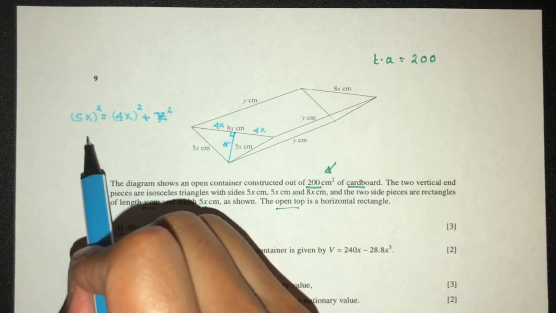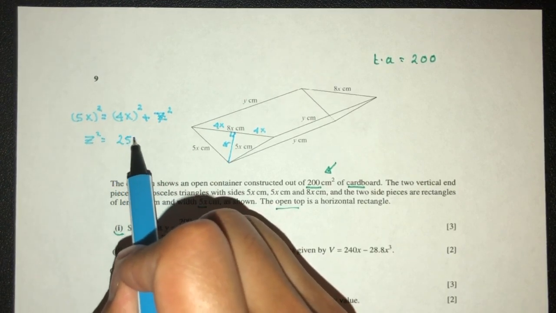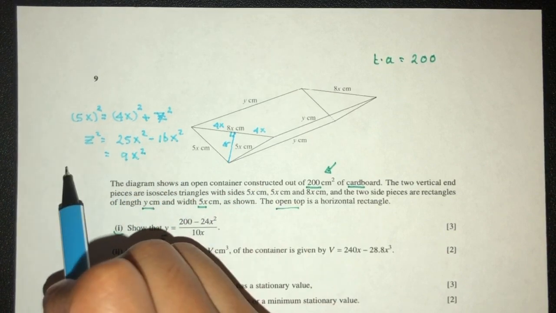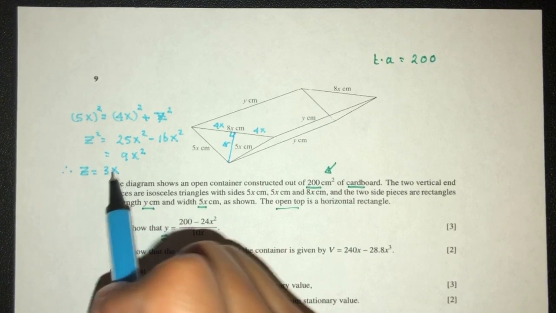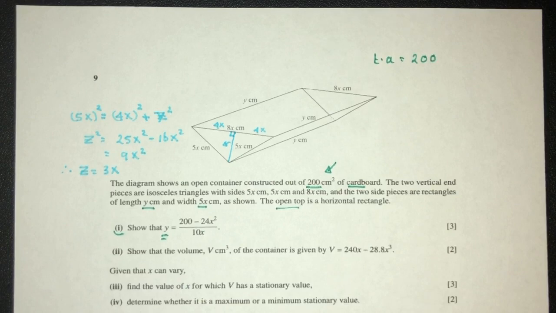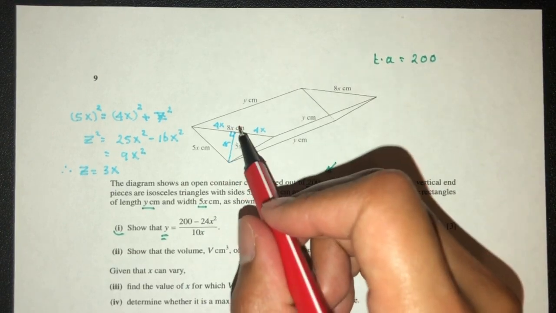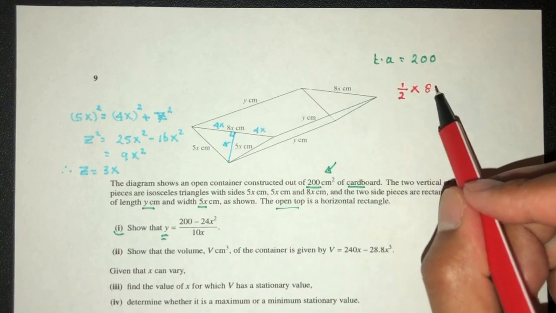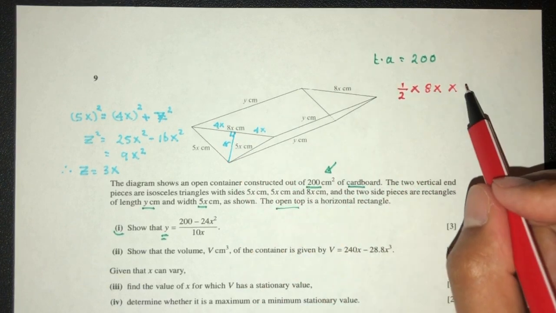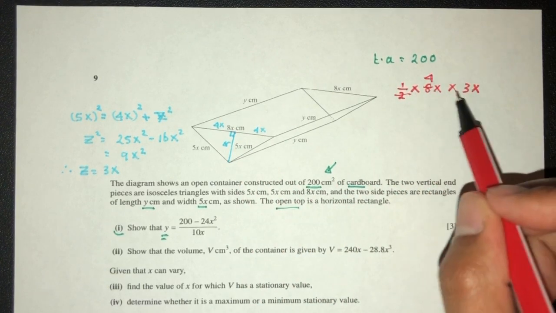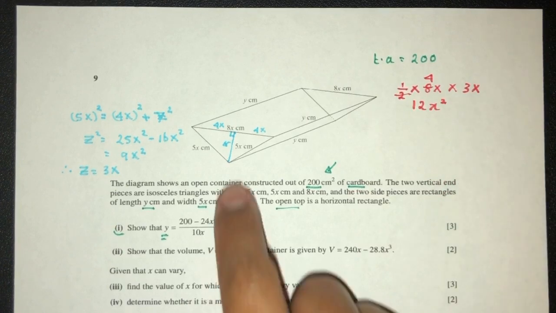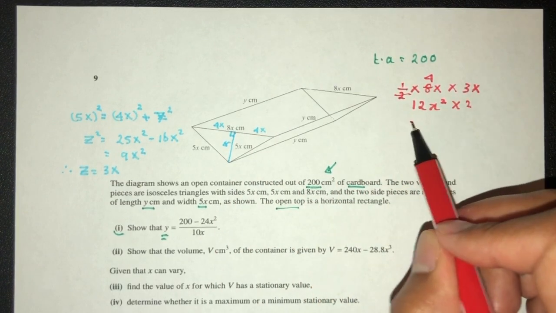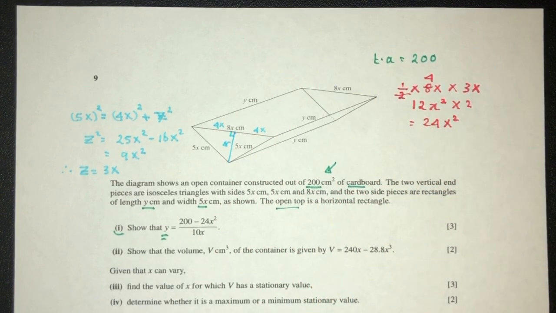We don't know the value. So z squared will be 25x squared minus 16x squared. That should be 9x squared. So finally z has to be 3x. Again, this value is the perpendicular height of the triangle. How do you find the area of a triangle? It is half times base. The base is the whole thing here, 8x, times the perpendicular height, which is 3x. That should be 4 here, so 12x squared for the area of this triangle. Now, because we have two triangles, multiply by 2, we have 24x squared. So these are the two triangles.